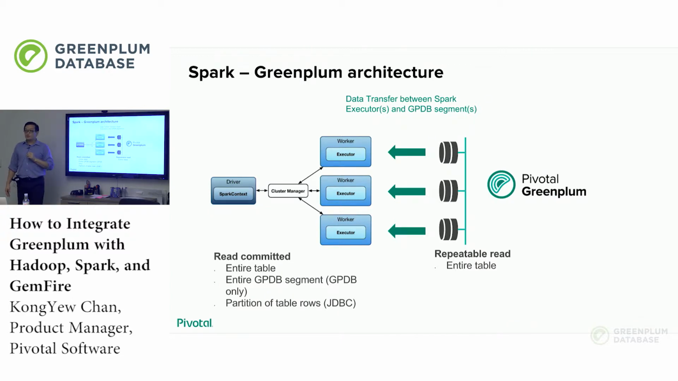Spark has a constraint, which is that each Spark environment has partitions of data, and each data partition has a 2 GB limitation. So we figured out a way to partition data into small chunks and parallelize the data transfer from Greenplum to Spark.